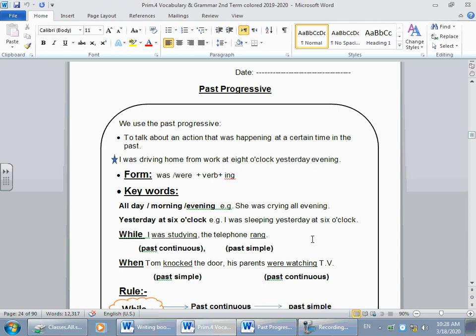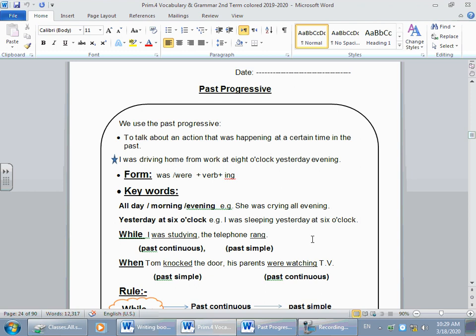We use the past progressive to talk about an action that was happening at a certain time in the past. So it's not only an action that happened in the past, but also it happened at a certain time in the past. For example, if I want to say, yesterday at 2 o'clock, I was studying English. I mentioned yesterday, which is a past event, at 2 o'clock. This is a specific time in the past.